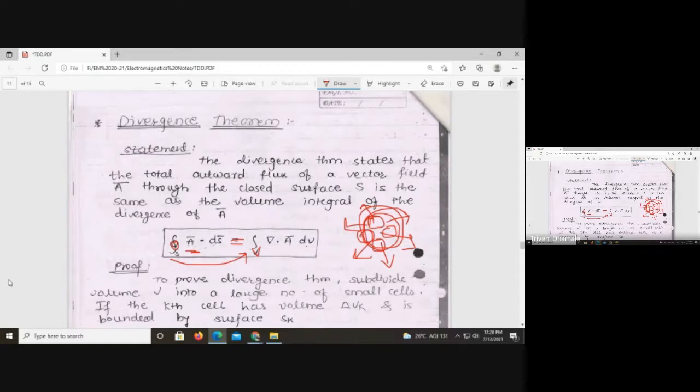And always remember, a closed surface's result is only volume. If there is a closed loop, that means it is an open surface. Try to understand the sign conventions in this integration. This is the closed loop, meaning open surface. This is the closed surface, meaning volume. So that is the big difference between open surface and closed surface, right? So this is the divergence theorem.